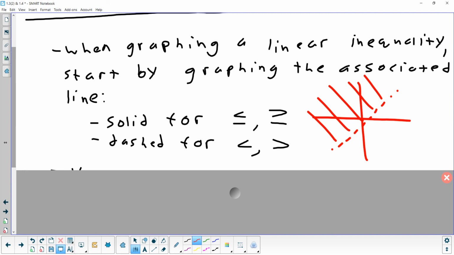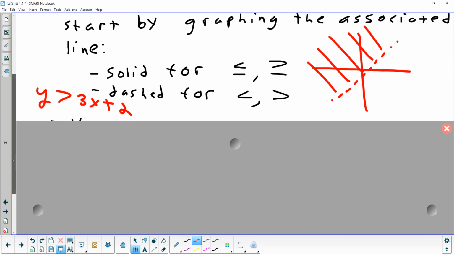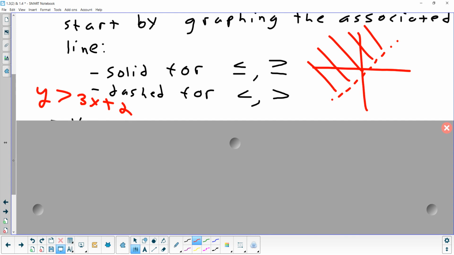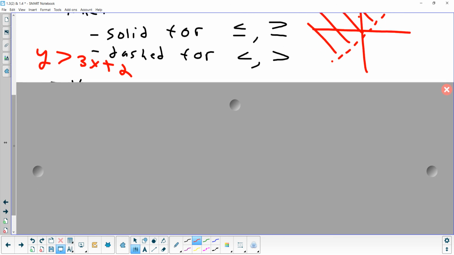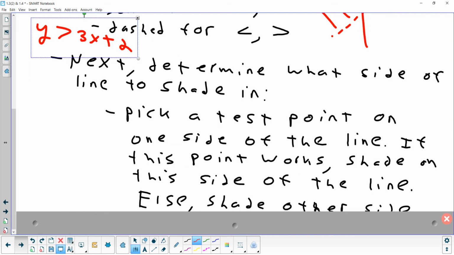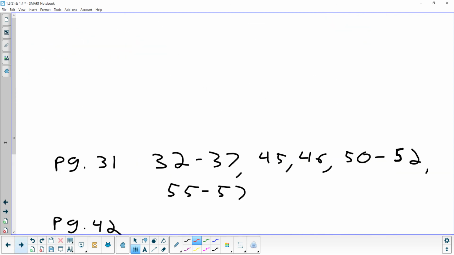And if it's a greater than, like if I said to graph y is greater than 3x plus 2, greater than means you would shade above. Less than means shade below. Usually you end up shading on one side of the line. You can also pick a test point. Some people do it that way. They pick a point above, plug it in and see if it works. If it does, shade above. If it doesn't, then shade below. I usually just remember greater than is above, less than is below. That's pretty much it.